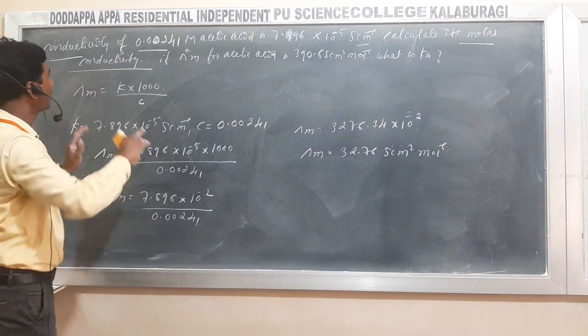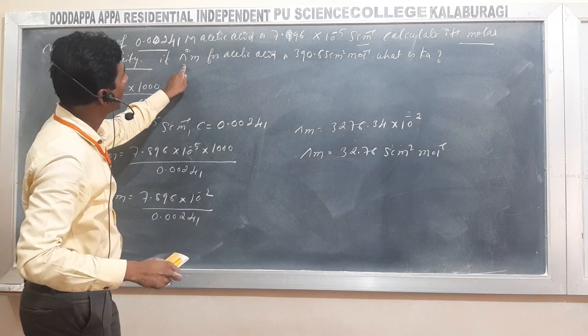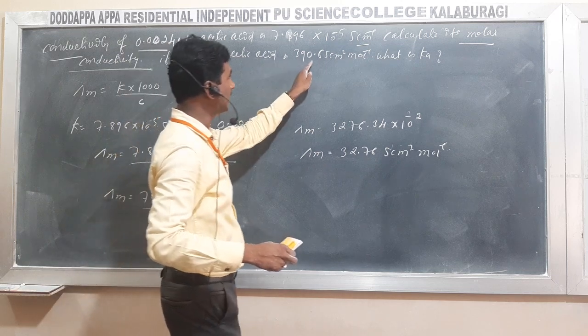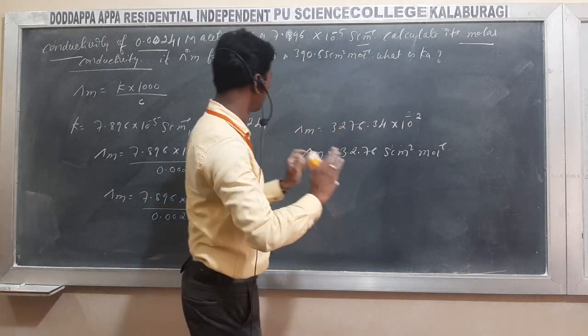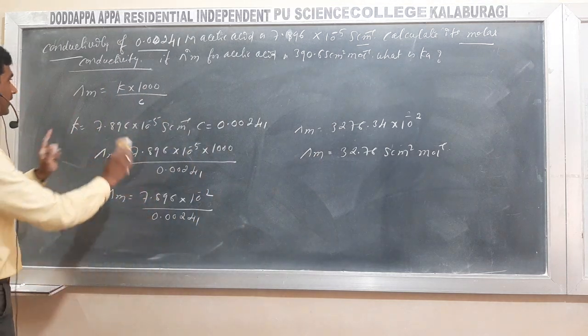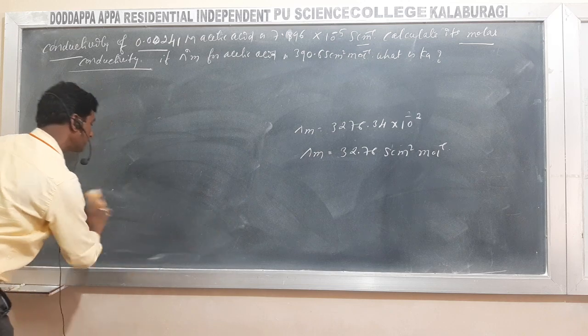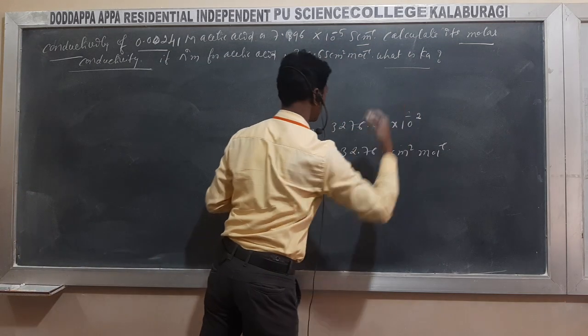Now we have calculated the molar conductivity. If the same problem continues, and lambda naught m, the limiting molar conductivity of acetic acid, is 390.6 Siemens centimeter square per mole, what is K? Already we have calculated lambda m. So next you have to calculate K, the dissociation constant.